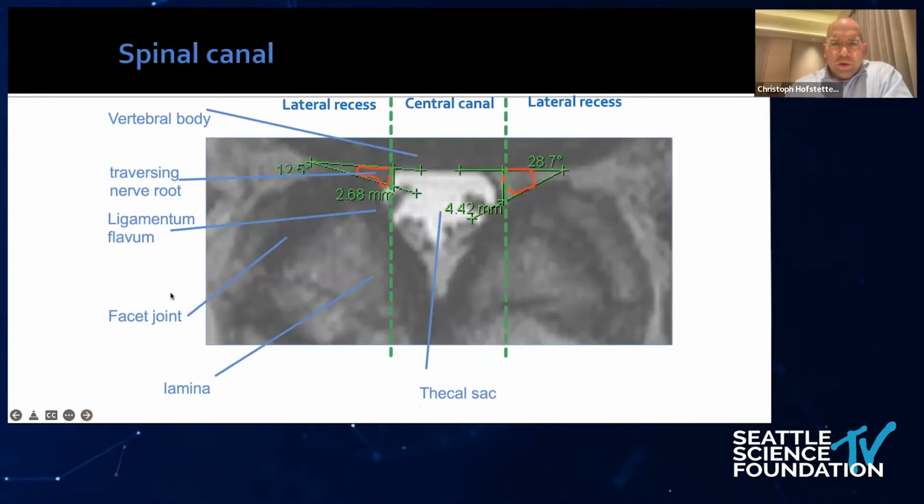I would encourage everybody to really look for the traversing nerve root, in particular at L3-4 and L4-5. Lateral recess stenosis is very, very common. Try to find the traversing nerve root as outlined here in red, and then try to find the tangential confinement of that space, both dorsally and ventrally.